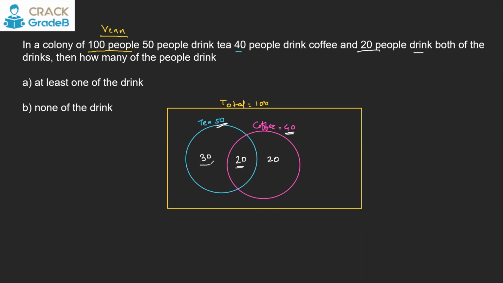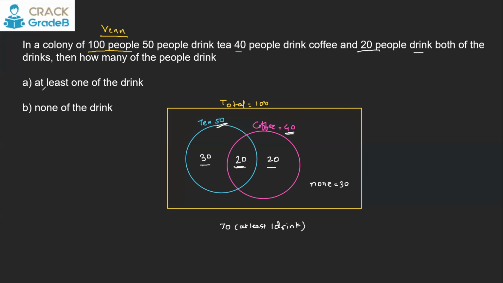So now you can see 30 people drink only tea, 20 people drink both the drinks, and 20 people drink only coffee. So 30 plus 20 plus 20, there are 70 people who drink at least one drink, because they belong to the circles. The remaining 30 will be the people who don't drink any drink. They don't belong to the circles, that means they are outside the circles.